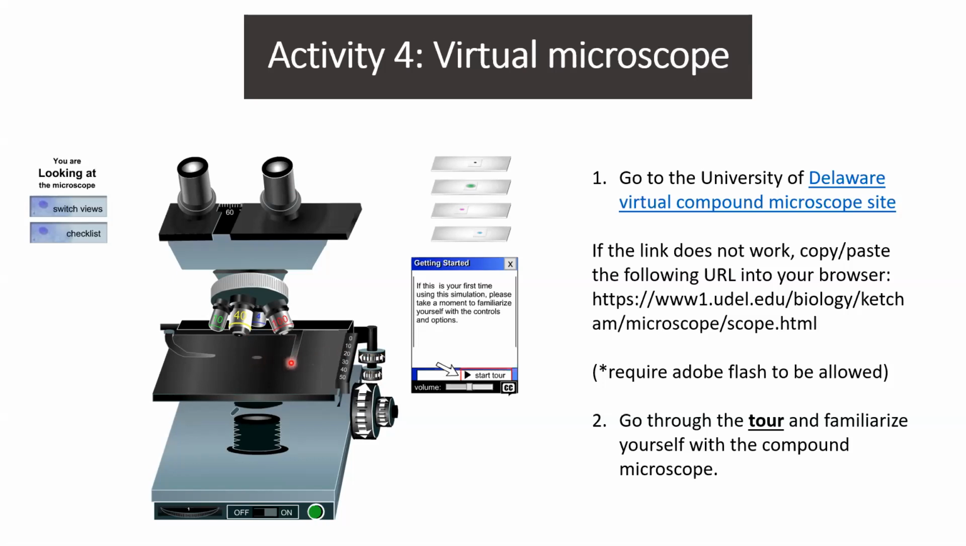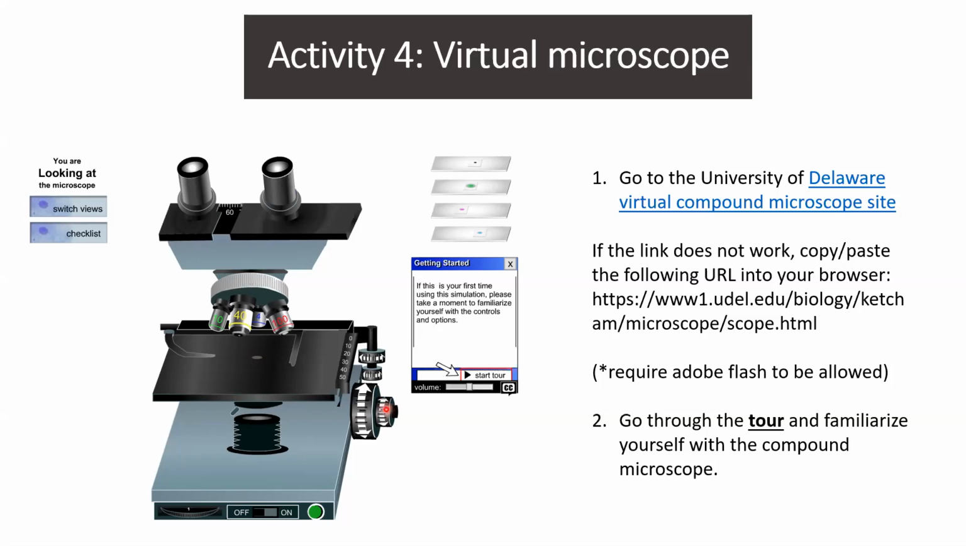Now we're going to have our platform stage all the way up, and we're going to slowly move our coarse adjustment knob down. That's going to bring the stage down away from our lens. As you bring it down, whenever you see your slide in view, you're going to stop and you're just going to use the fine adjustment knob to fine focus it.